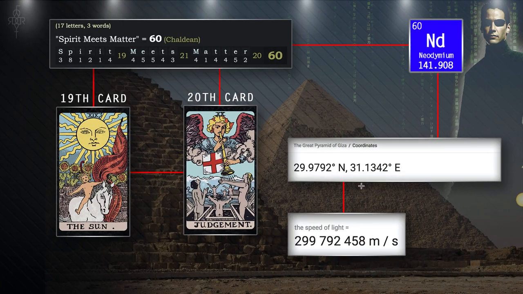And that leads me to the second slide, folks. This is it. This is the presentation on death. I'm trying to keep it simple. The big standout is spirit meets matter. Spirit is 19, matter is 20. The 19th card in the tarot is the sun card. And the 20th card is the judgment card.